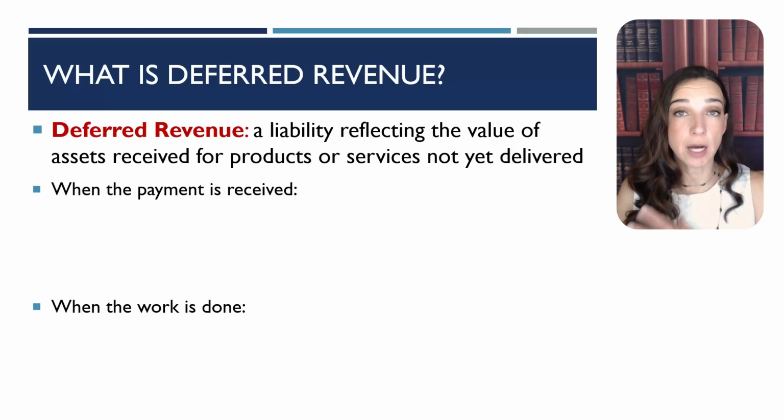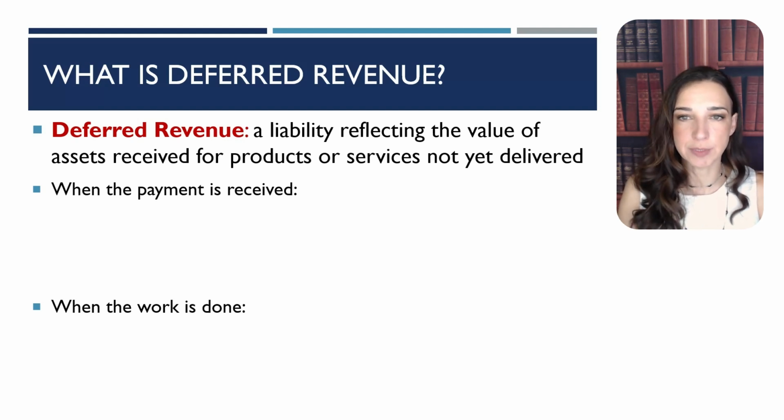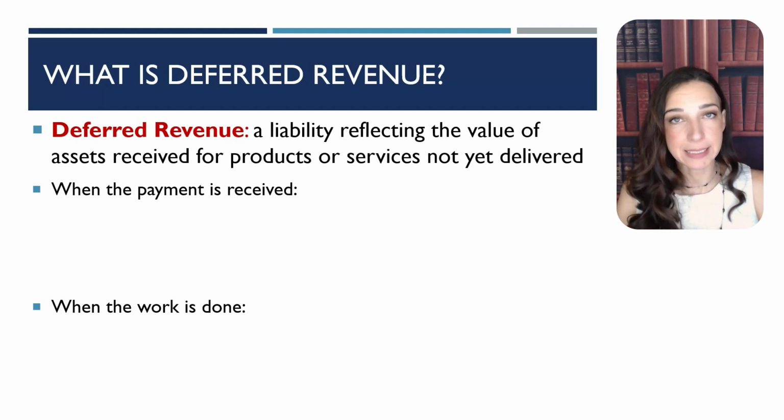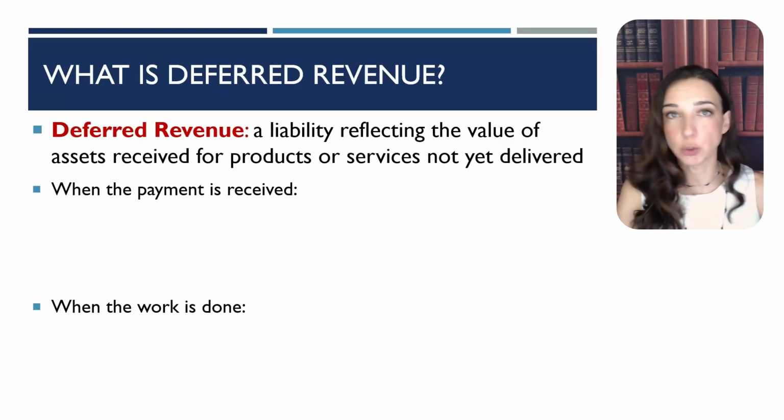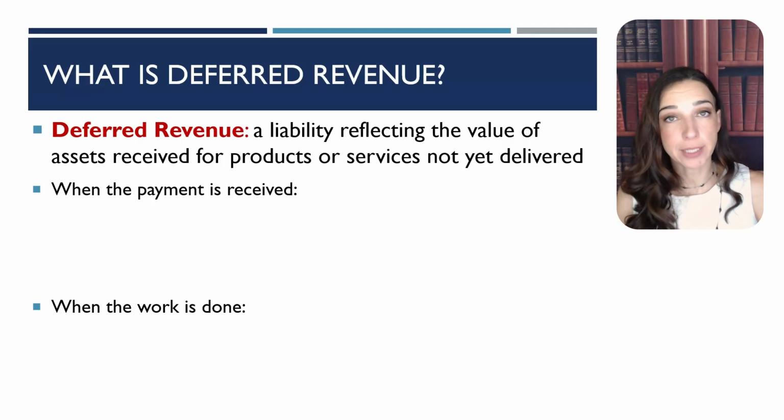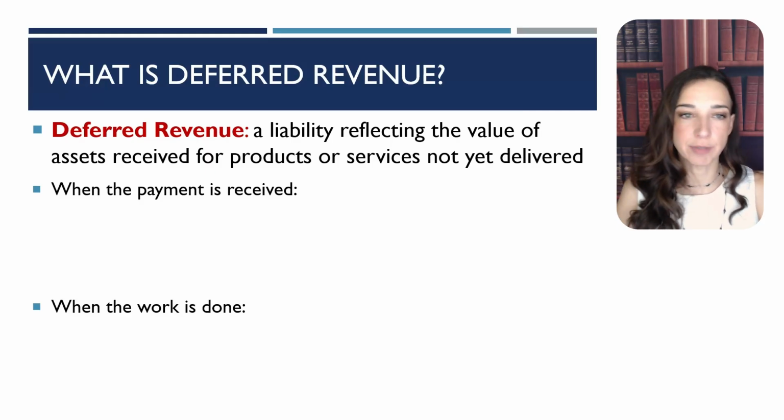However, we do see a couple of different terminology nuances that I'm going to show you in just a couple of slides. This liability reflects the assets that you have received. Very often it is cash. It doesn't need to be cash. You could have received other assets for products or services that you are going to deliver in the future.